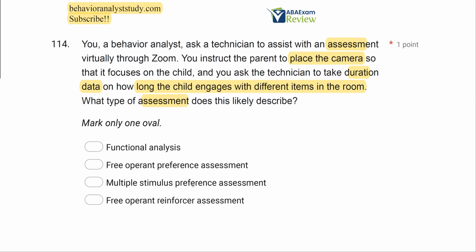Now, what's the difference here? Well, with the multiple stimulus preference assessment, you are controlling how many stimuli the learner can engage with. Meaning you're picking, let's say, 5 items or 7 items. In this case, there's no set number. We're just watching as the child engages with different items in the room. So it's free operant as opposed to this controlled multiple stimulus. And then how about D, a free operant reinforcer assessment? Well, remember, it's important that a preference assessment and a reinforcer assessment are two different things. Preference assessments lead to reinforcer assessments because with preference assessments, whatever the child prefers, we can then use those items in reinforcer assessments. But preference assessments don't themselves identify reinforcers. What we're doing here, we're just figuring out what the child is engaging with. It's a free operant preference assessment.